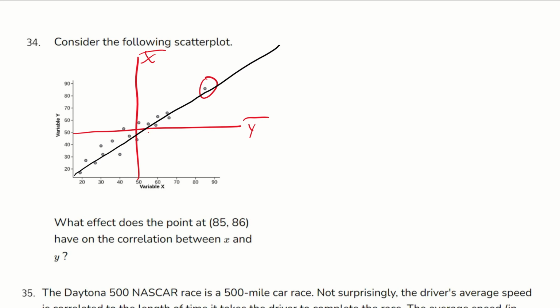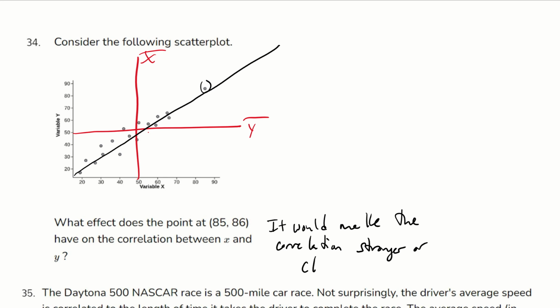So this point is a high leverage point because it's far away from that. But what it's actually going to do is, because it's high leverage and it's in the same trend as the line, it's going to strengthen the correlation. So it's actually going to strengthen it, even though it's a high leverage point. Since it's close to the line, it's going to strengthen that relationship. So it would make the correlation stronger, or closer to 1.